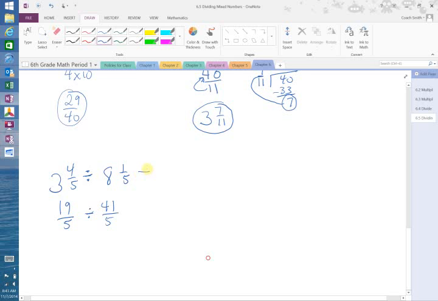Okay, make sure everybody understands. We did 8 times 5, which is equal to 40. Then we added the numerator to the top, which is equal to 41. Okay, remember it's there times that and add that. Same thing here. That times that and then add that.